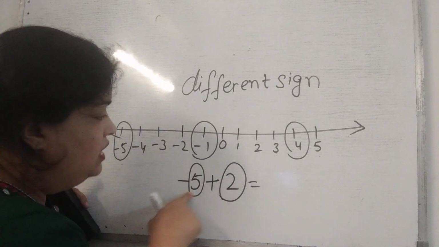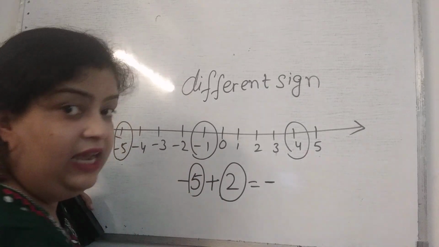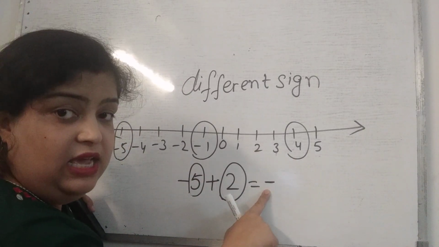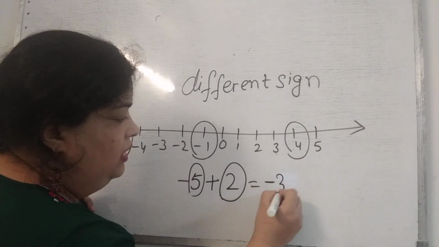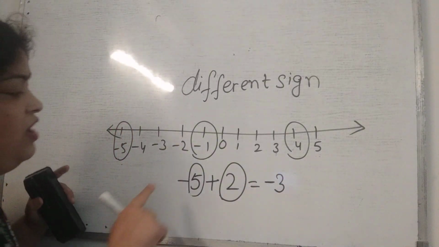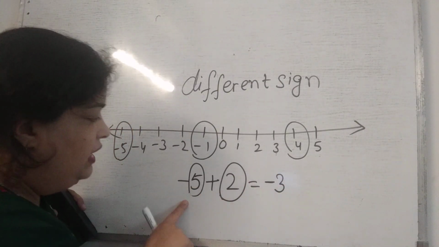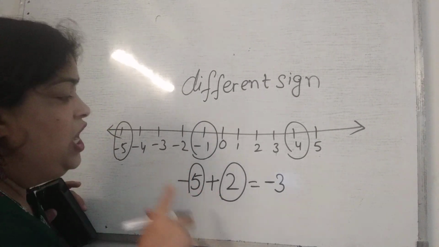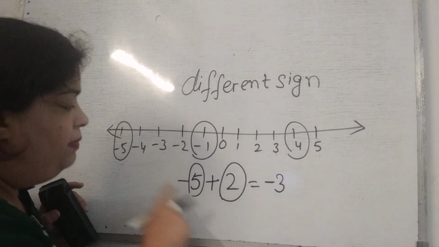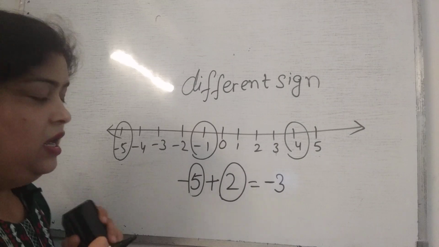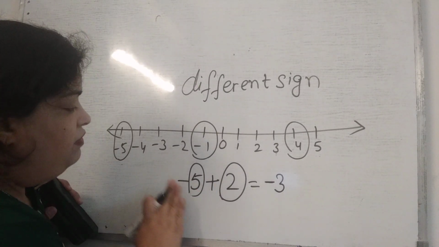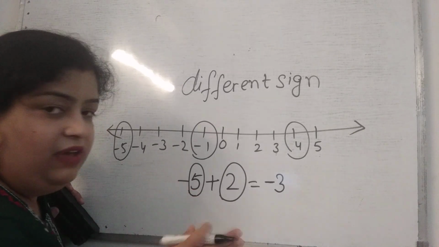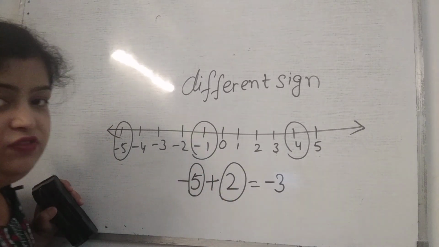Here 5 is bigger, so the answer is negative. Okay? Answer is negative. 5 minus 2 is 3. Always when we are adding one negative and one positive integer, you will carry the sign of the bigger number, the greater number. Okay? If we are not taking the signs into consideration, we will consider the absolute values of these numbers.